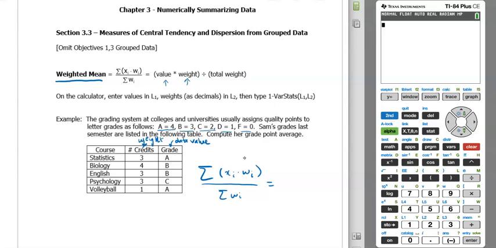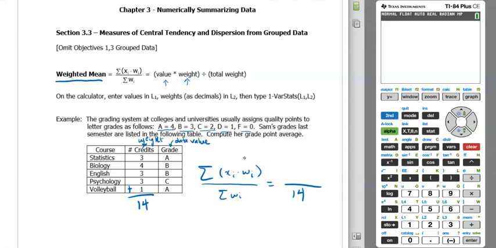Here, all of the weights are just going to be the sum from this column over here, which goes, the 3's, this adds up to 14. And so the sum of all of the weights here is basically how many credit hours this individual, Sam, is taking during the semester.